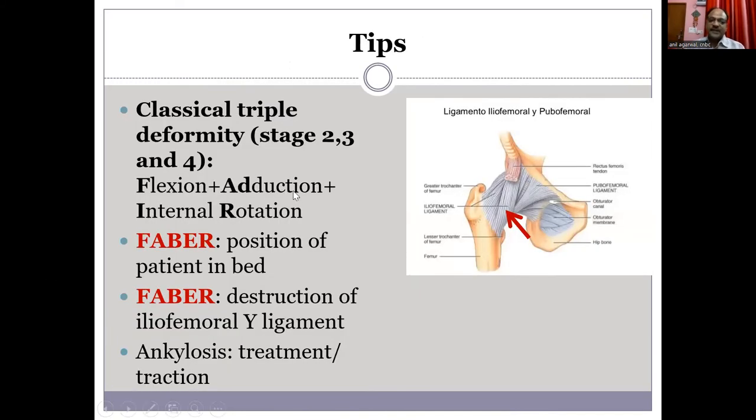Except for the stage 1 synovitis stage, in stages 2, 3 and 4, the typical posture is flexion, adduction, internal rotation. You can have FABER in this position, when the child has been in this particular position in bed, or there is a destruction of the Y ligament. I am telling you this because it is a frequently asked question in postgraduate examinations.